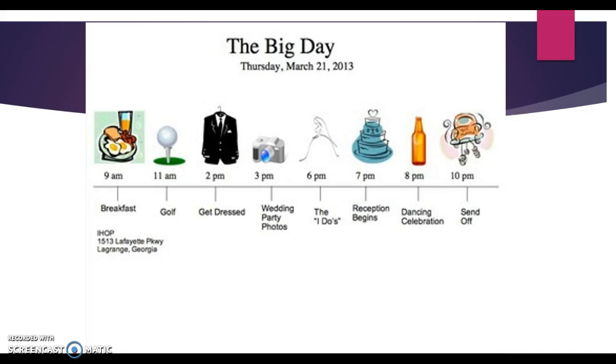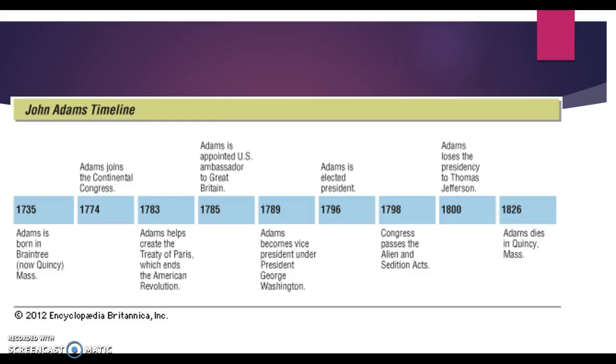Here's an example of a very basic horizontal timeline. There's some time frames, pictures, and brief descriptions, and it just shows the chronological order of the events on the big day. Here's John Adams' timeline, so a little bit more complicated. This timeline shows the key events in John Adams' life, yet again in chronological order.